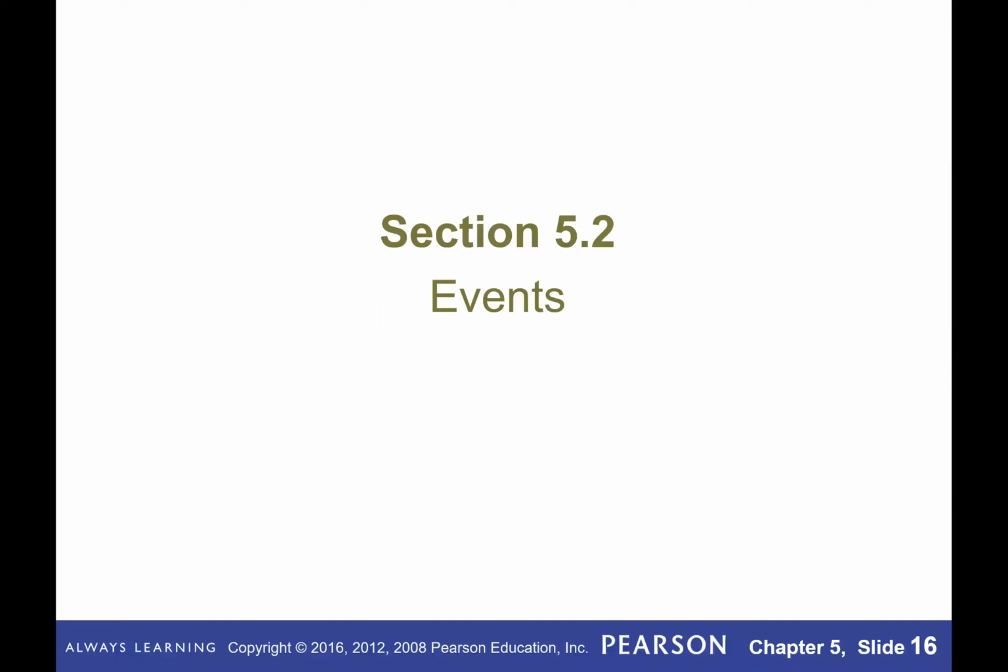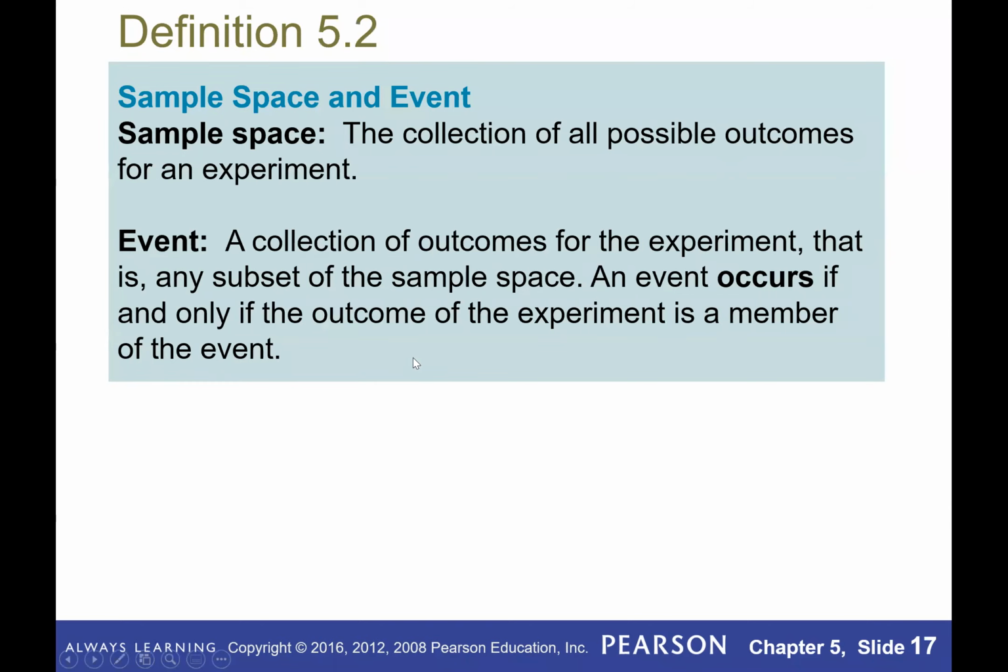So today we'll try to finish section 5.2 and 5.3. Those are the 2 sections. Section 5.2 is about events and sample space. So we'll discuss what an event is, and we'll also go over some examples. So sample space and event.